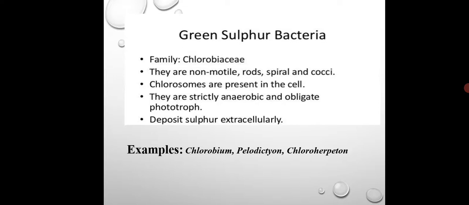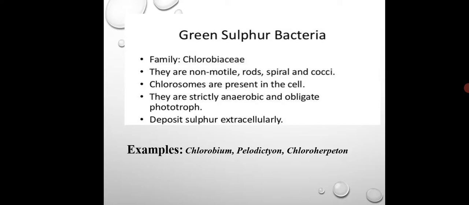If we speak about the green sulfur bacteria, they belong to the family Chlorobiaceae. These are non-motile, rod-shaped, spiral-shaped and cocci-shaped. Chlorosomes are present in the cell. They are strictly anaerobic and obligate phototrophs. As we are seeing the anoxygenic photosynthesis mechanism, there is no involvement or evolvement of oxygen. No involvement plus no evolvement.